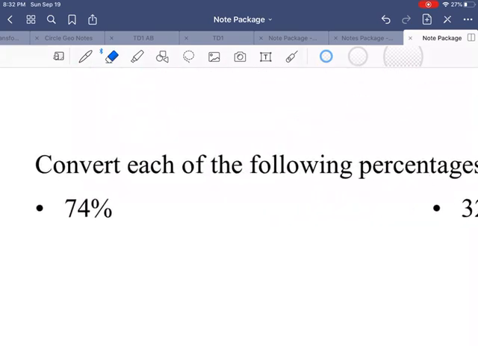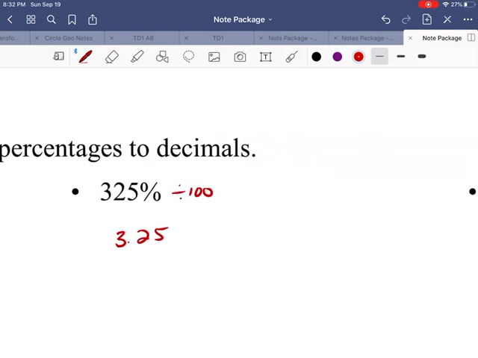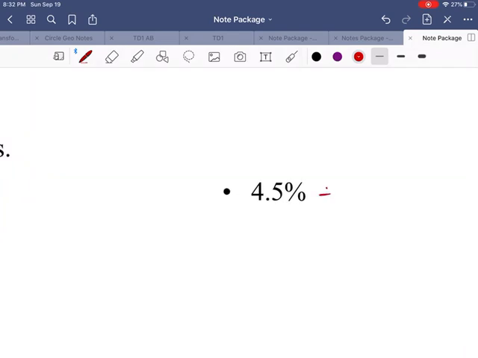Now, if we're going from percent to decimal, you're going to divide by 100. Now, percent, remember, means out of 100. So this is going to be 0.74. 325%, if you divide by 100, you get 3.25. And the last one, if you divide by 100, you're going to get 0.045.